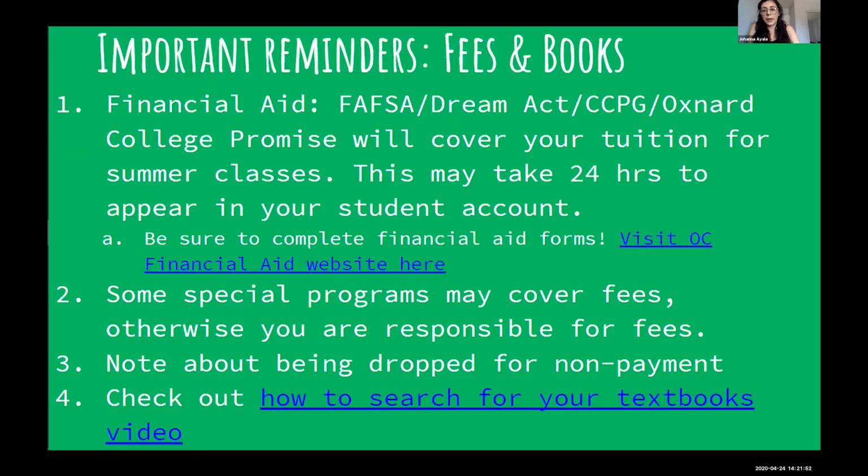And please be aware that if your FAFSA and things are not completed or showing complete, it could potentially mean that you'd be dropped from a class for non-payment. So please be aware of that, and reach out to financial aid if there are any issues or discrepancies. And lastly, check out the how-to-search-for-your-textbook videos. This is a video on how to figure out what textbook goes with what class, and then whatever your preference is, whether it's Amazon or renting it, or possibly even asking a friend if they've taken the course. This will help figure out what textbook goes with the certain course that you are taking.